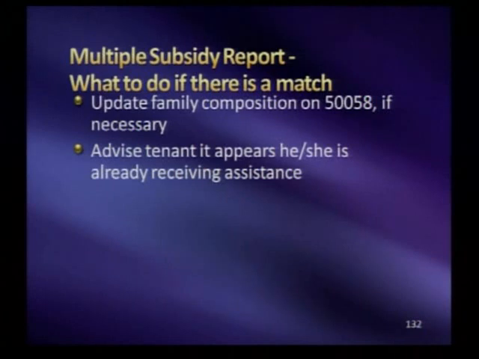Okay, what to do if there's a match? First and foremost, update the family composition on the 58 if necessary. The only way you're going to know to update the 58 composition is to talk with your client. And then let them know, hey, it appears that you're receiving multiple assistance. What's the story here? And they will tell you what's going on.